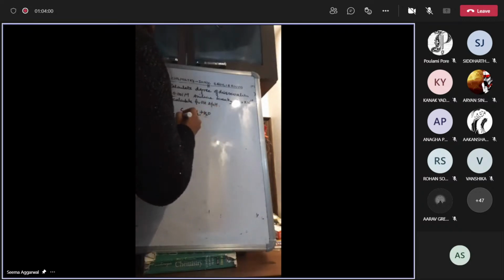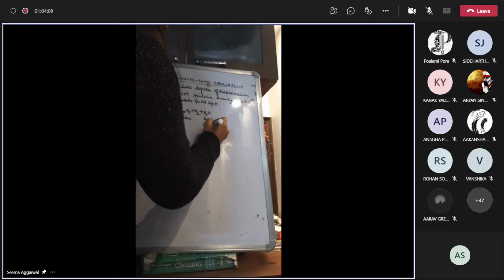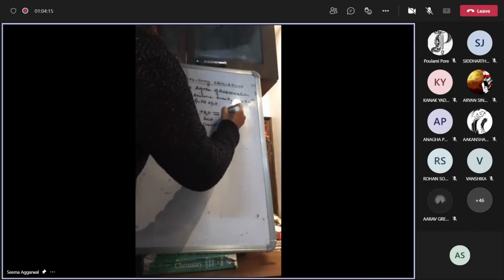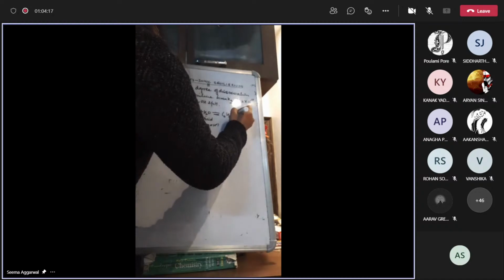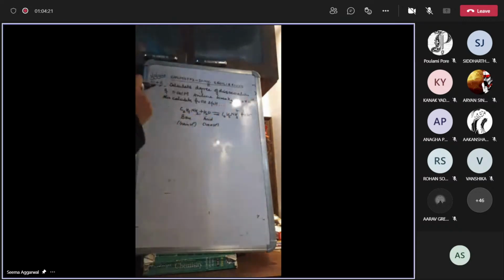Now since it is a base, what are the acids? So if it is a base, this will be acid. So acids are those which lose H plus, and bases are those which gain H plus. So it will gain H plus to form C6H5NH3 plus and OH minus. So this will be the equation.